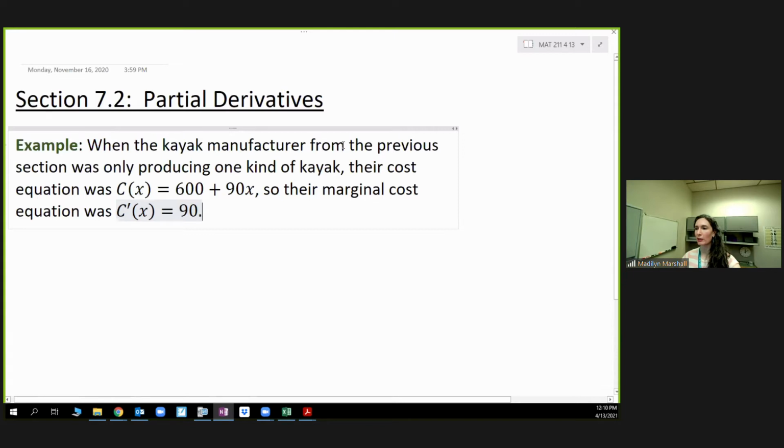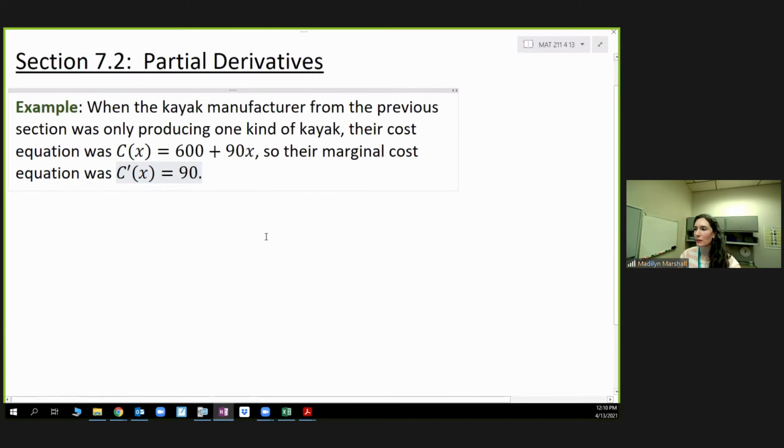This little part is just a review of chapter 2 really, or chapter 3. When the kayak manufacturer from the previous section was only producing one kind of kayak, their cost equation was C of x equals 600 plus 90x. That's before they started making this other kind of kayak. Their marginal cost equation was C prime equals 90. So nothing crazy going on there. We have this marginal cost of the cost equation in just one variable.